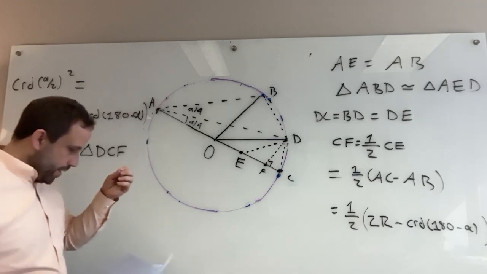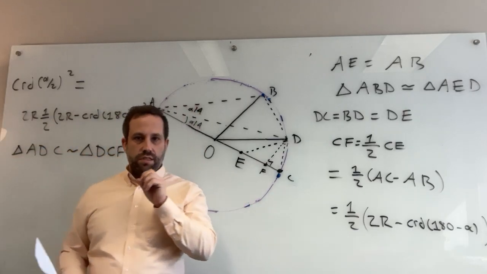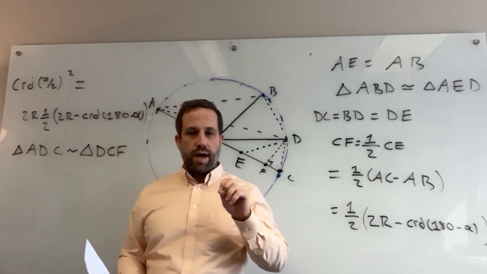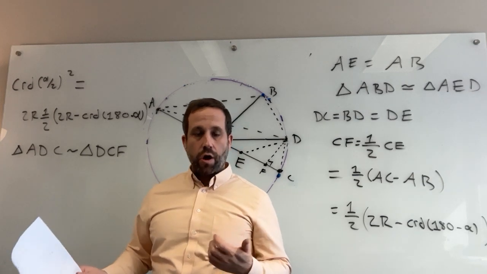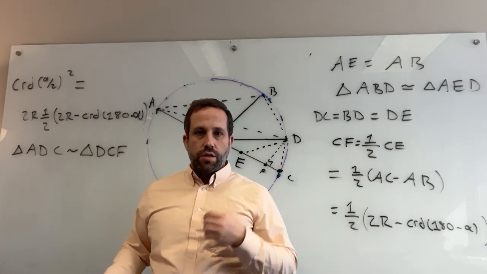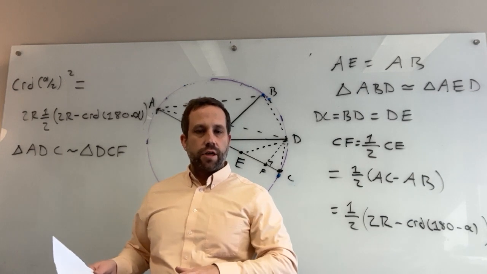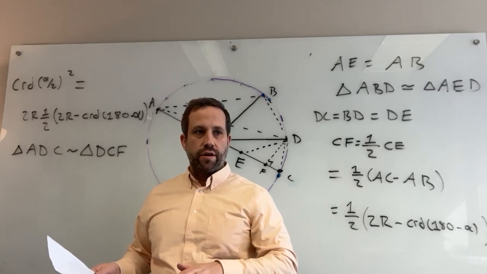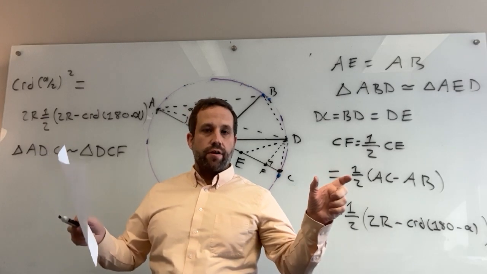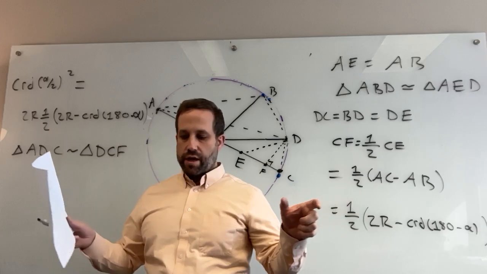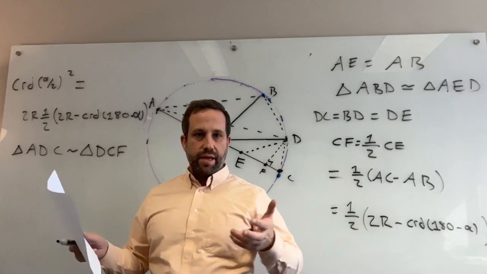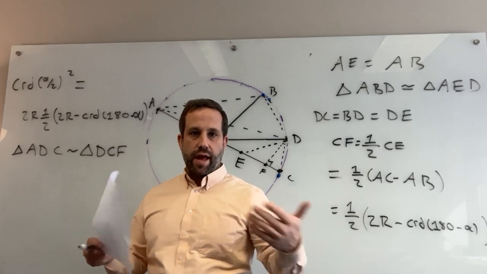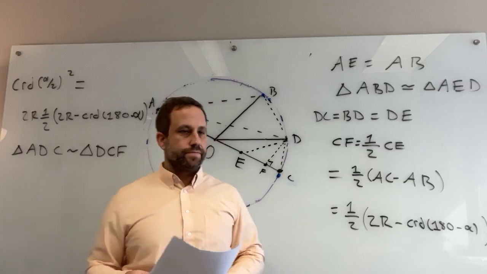Now remember what it means for two triangles to be similar. It means all of their angles are equal to each other. So if you have two triangles and you know two of the angles are equal to each other, then the third one also has to be equal, because the angles add up to 180 degrees.